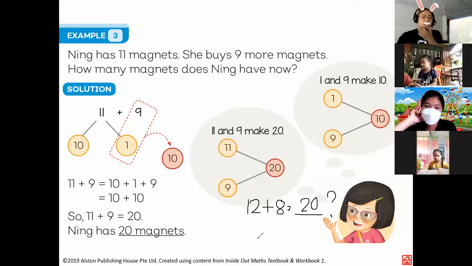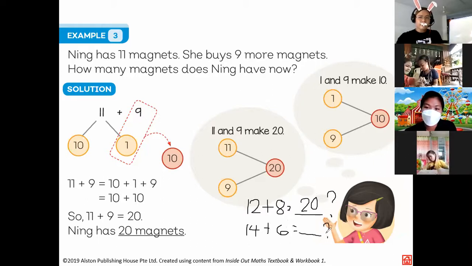Okay, very good. I have 14 magnets, and then I have also 6 magnets. What's the total?